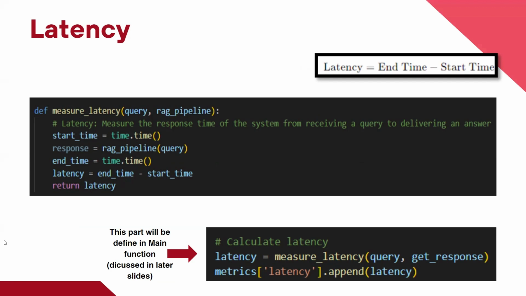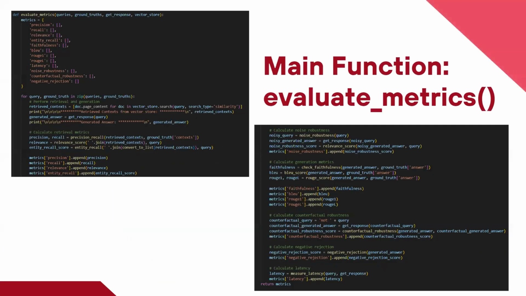The result stored in the variable latency represents the total time taken to process the query and generate a response. This is the main function that evaluates the chatbot's performance across multiple metrics. It takes four arguments: user query and ground truth, get response, and vector store. It iterates through each query and its corresponding ground truth.